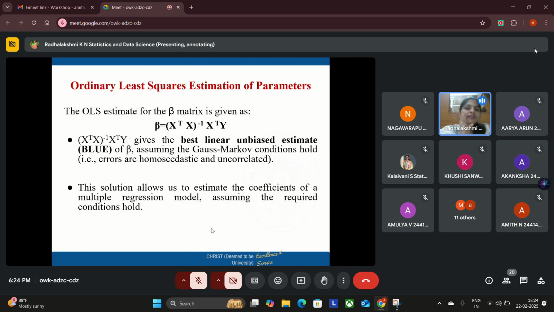Now, if I have a multiple linear regression, or a data set which has one dependent and multiple independent variables, how do I mathematically calculate the beta? I would be getting the beta using this particular formula here, which has the X matrix. X matrix is nothing but the values that you have in the independent variables.